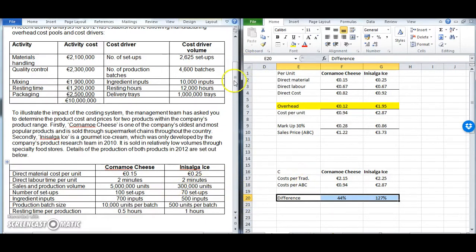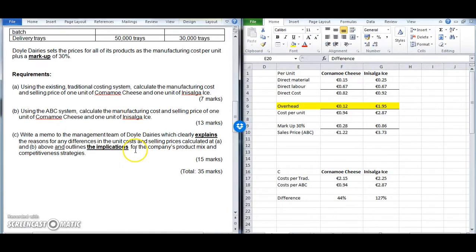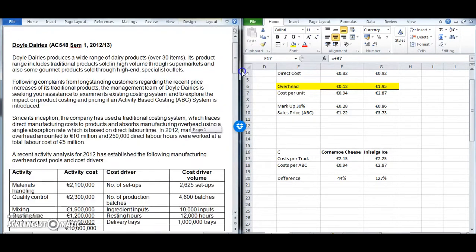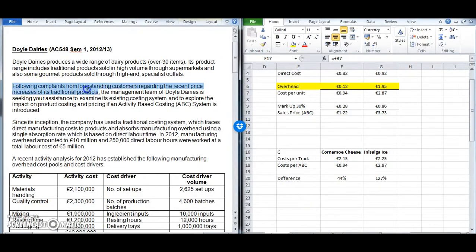And the final part, don't forget, here is the implications. Well, one of the implications already we've said is, look, one of your products is going to be overcosted in the market, i.e. Carnamore Cheese, and subsequently based on your pricing method, i.e. markup of 30%, it will also be overpriced. And if you link back to the question, you're getting information back following complaints from long-standing customers regarding recent price increases. So good students will link back in that implication in terms of how the pricing system and your pricing approach is affecting your market.